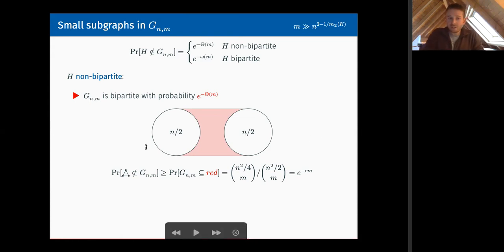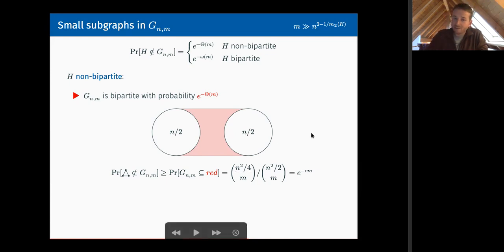Right, and the way to see this is, we just count the number of edges going across divided by the total number of edges, and we get e to the minus Cm. Now, what's the problem here? What if we actually sample such a graph?